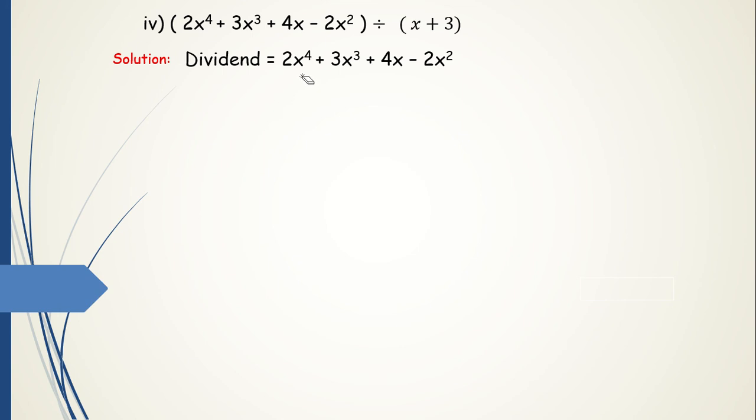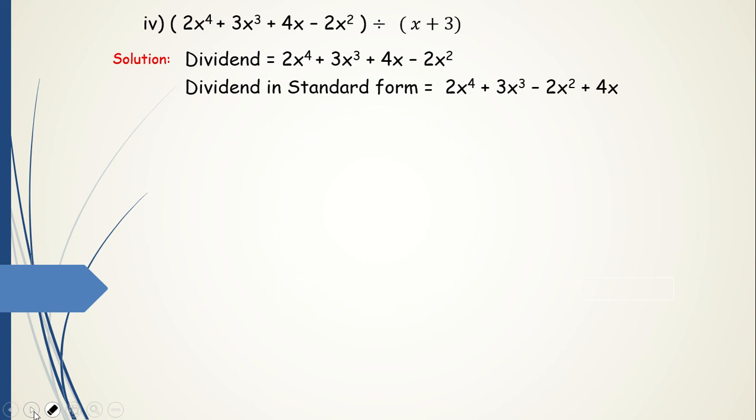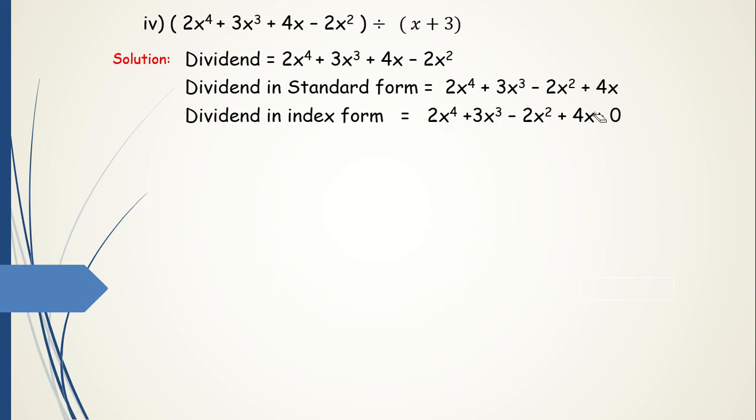So dividend is 2x raised to 4 plus 3x cube plus 4x minus 2x square. Just write that in the standard form. Okay, what have we done? We have just interchanged, and now write the index form. Add 0 over there. Okay, we got 5 terms now. 1, 2, 3, 4, 5.